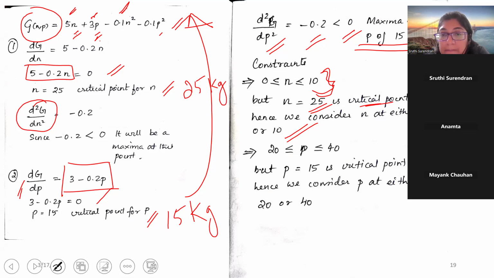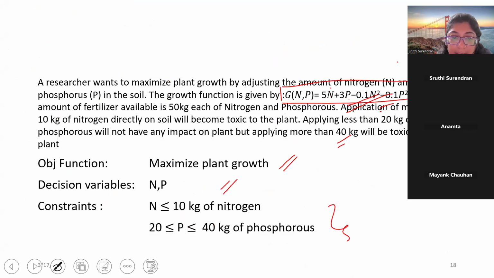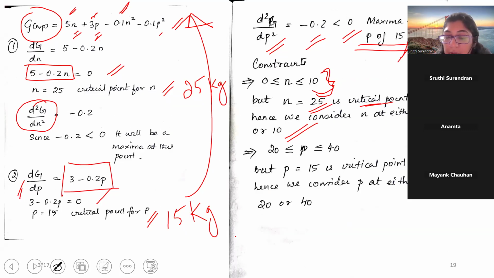So that is one constraint that we have to apply. Similarly, we got 15 kilograms of phosphorus, but according to a constraint over here, it should be between 20 and 40. So in order to do that, we will not use this low quantity of phosphorus, because there's no point in applying 15 kilograms. It is of no use to the plant. So we take the lower limit as 20 and the upper limit as 40, and we don't find it at this critical point.